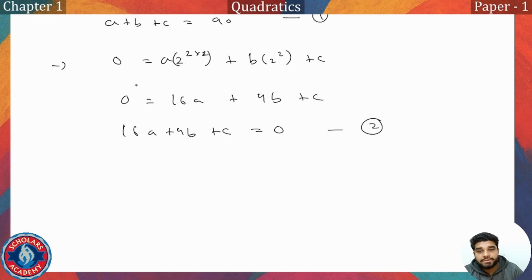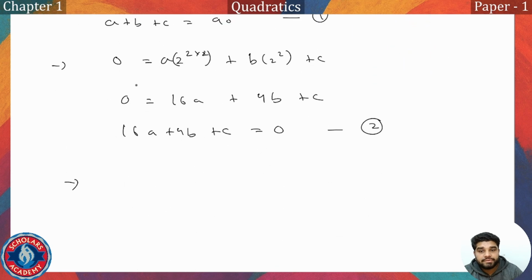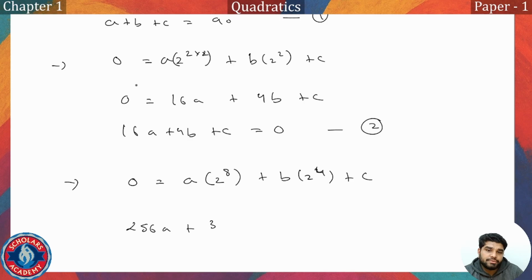Now if we substitute third coordinate, that is 4, 0, so we get 0 is equal to a 2 raised to power 8 plus b 2 raised to power 4 plus c. So we get 256a plus 16b plus c is equal to 0. This is our third equation.